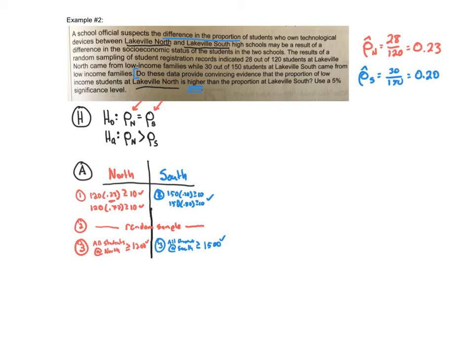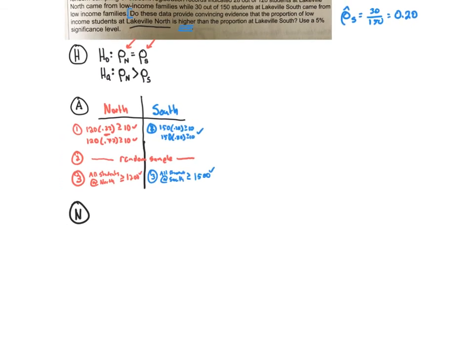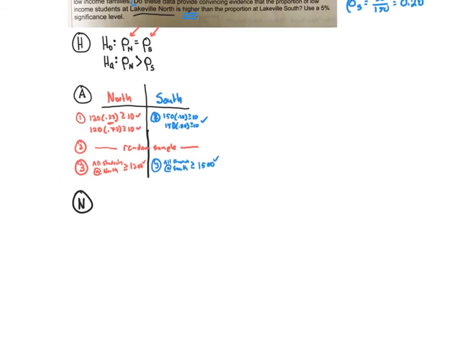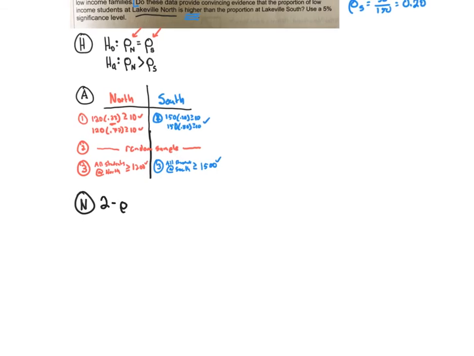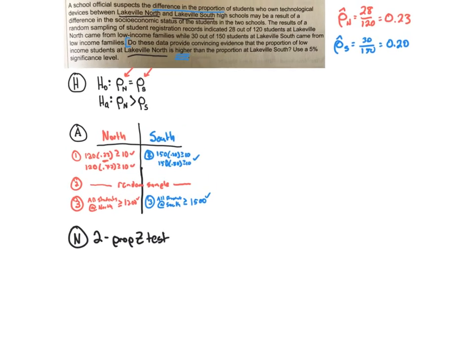So now, if I wanted to name what's in my calculator, I'm going to be using my calculator. Check this out. I'm going to Stat, Test. I'm going to look down until I find the 2 prop z test. 2 prop z test. All right.